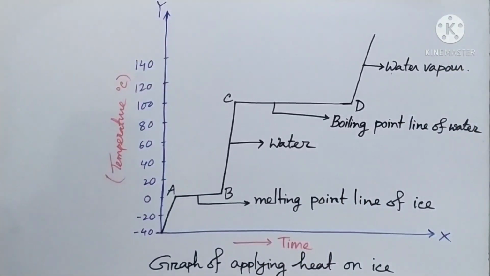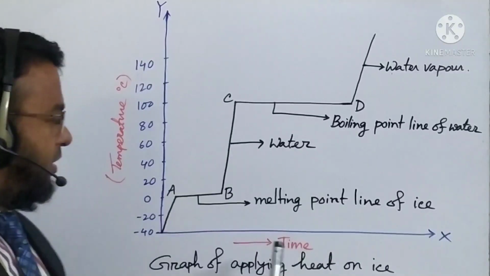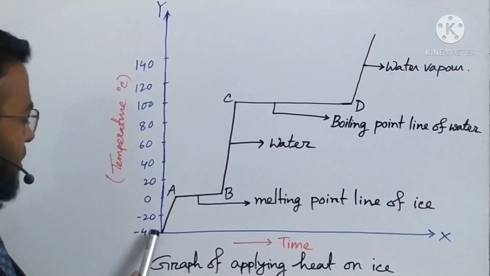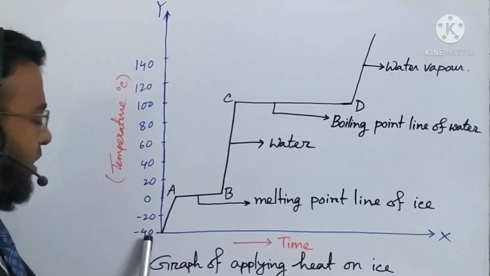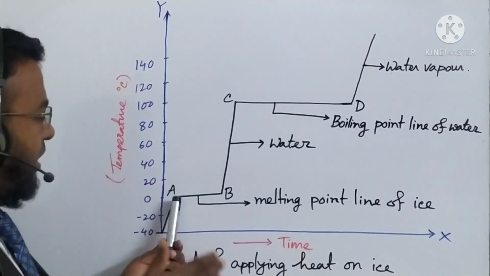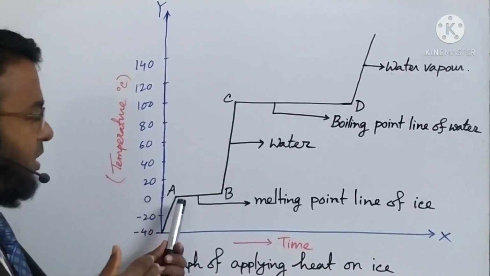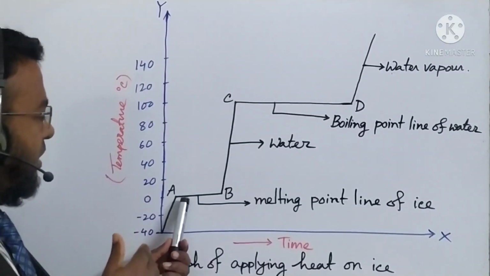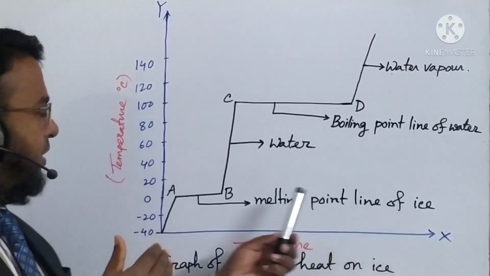So our topic is to explain the graph of applying heat on ice. First of all, I draw the graph starting from minus 40 degrees Celsius. When the temperature rises with time and comes to 0 degrees Celsius, it starts melting. So this is the melting point line of ice.